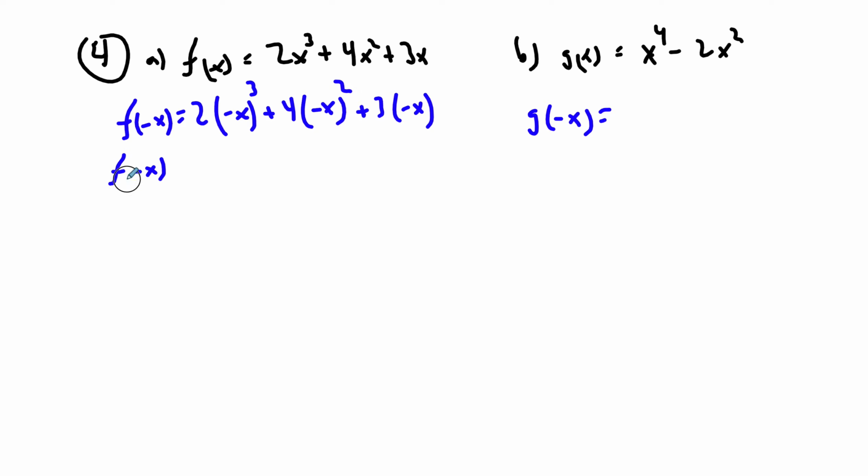It did not go well. Opposite cubed means it's the same as the opposite. Squaring it, however, has no effect. And in this case, 3 times negative x is the same as minus 3x. When you compare these, f of x is not equal to f of opposite x, so you need to keep going and figure out opposite f of x.